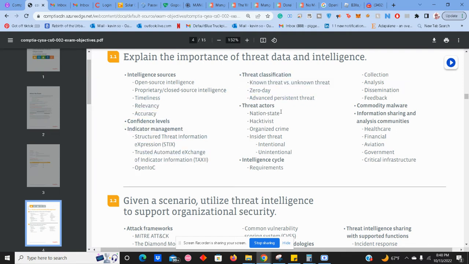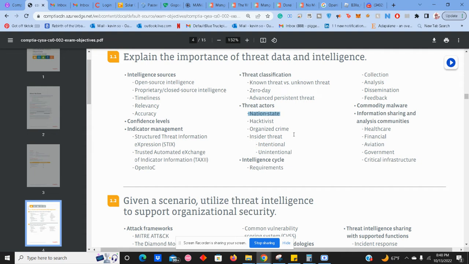APTs are advanced persistent threats, and they're usually sponsored by nation-state actors. There are hacktivists, organized crime, and insider threats, whether intentional or unintentional.